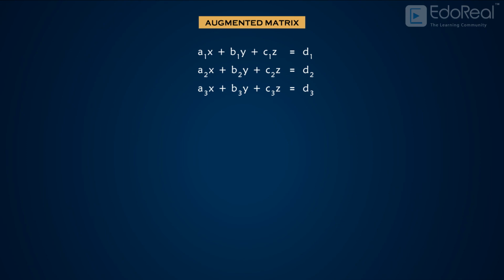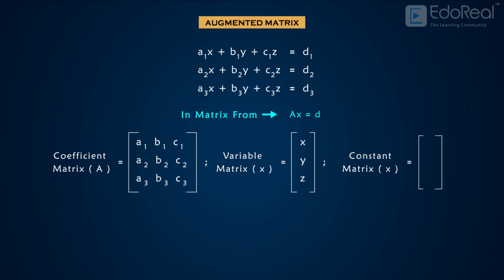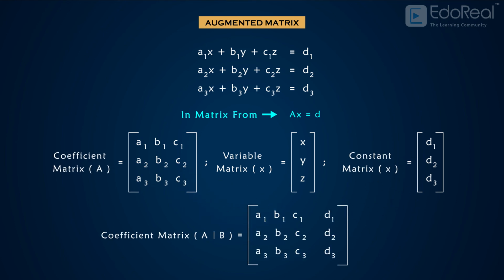Augmented matrix. Let us assume a system of 3 equations. We know that we can write the system of equations in matrix form as AX = D, where A is a coefficient matrix, X is a variable matrix, and D is a constant matrix. The augmented matrix is created by appending the constant matrix to the right side of the coefficient matrix, and separating them with a vertical line.